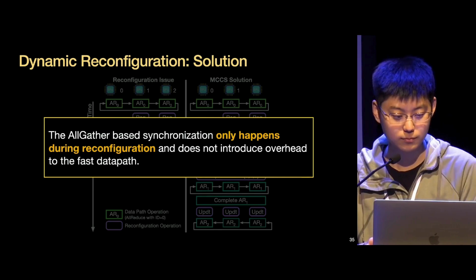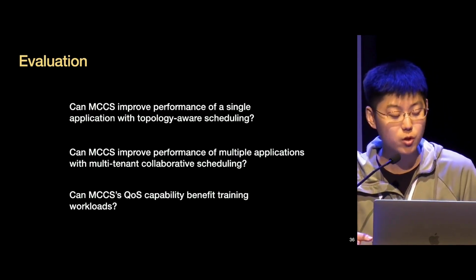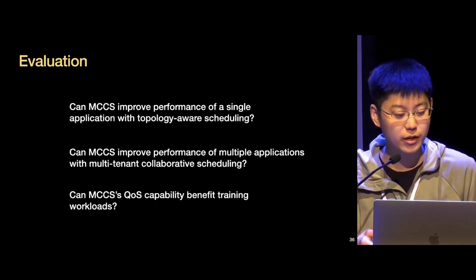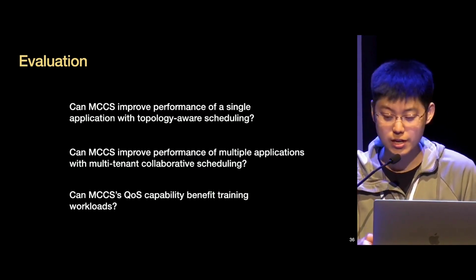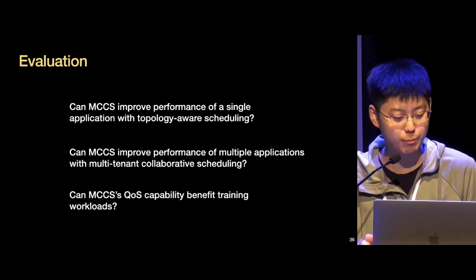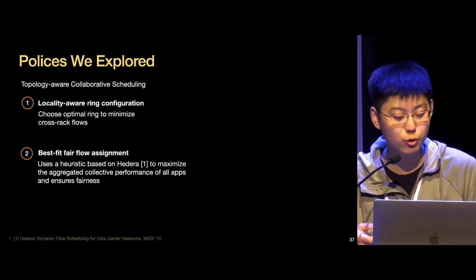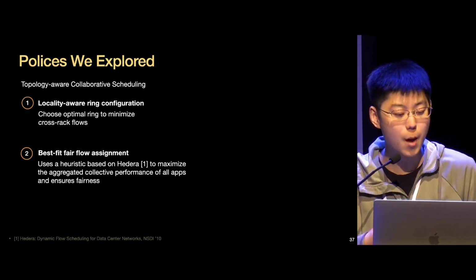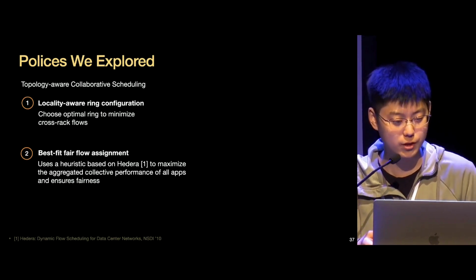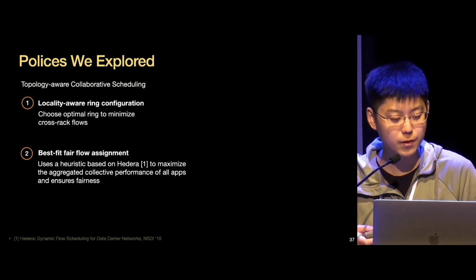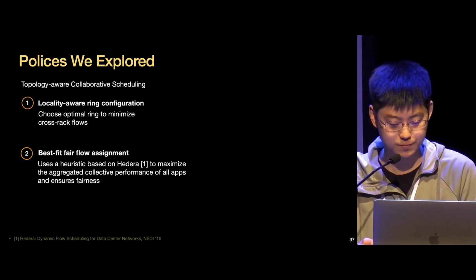To evaluate how MCCS actually performs, in this talk, we focus on answering 3 questions. Can MCCS improve performance of a single application and multiple applications? And can MCCS QoS capability benefit training workloads? In our evaluation, we explore 2 policies. The first, we call it optimal ring, where we use the best rank assignment to minimize cross-rack traffic. The second, we call it best-fit fair flow assignment, which avoids flow collision on network multipaths.